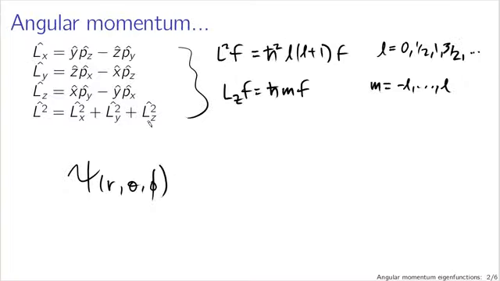How our angular momentum operators act on this general wave function. If we can express our angular momentum operators in spherical coordinates, we can write down this sort of eigenvalue equation. It will then be a partial differential equation that we can solve, in general, for any value of L or M.